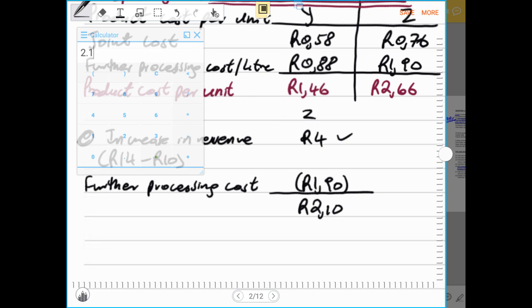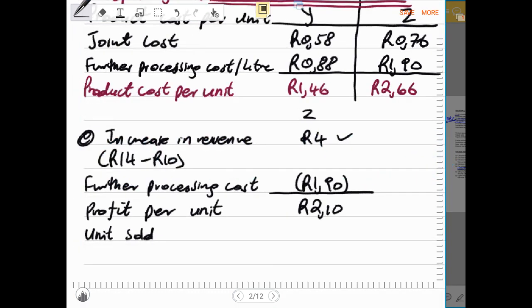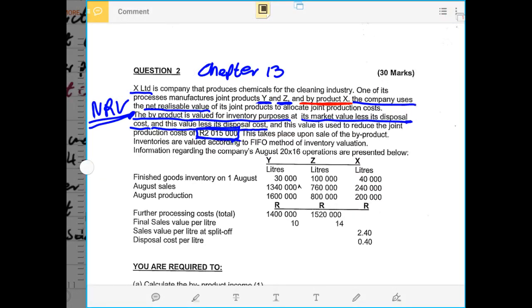So now this will be profit per unit. Therefore, it means the company should further process product Z. Why? Because it will make a profit of 2 rand 10 cents. And if you want, you can multiply by the units sold, the units of product Z that were sold.